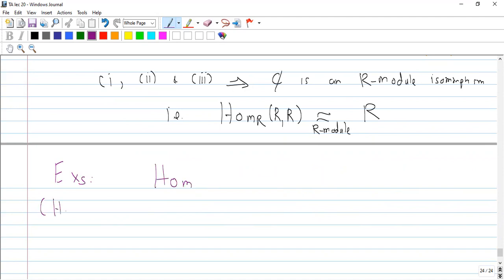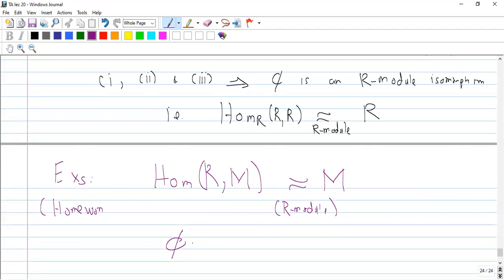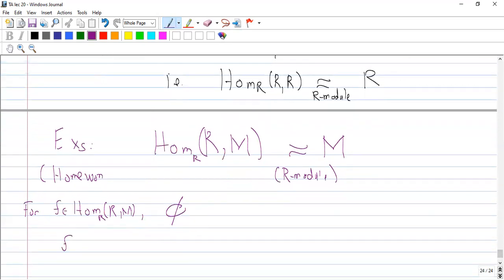this is your homework: that Hom of R to M is isomorphic to M as an R module. So again the map defined here will be such that phi is a map, for F an element from Hom from R to M, that is F is an R module homomorphism from R to M.